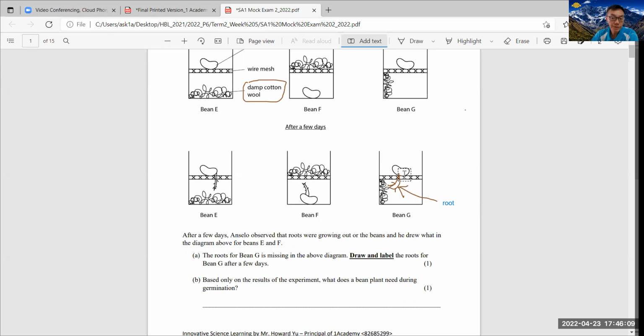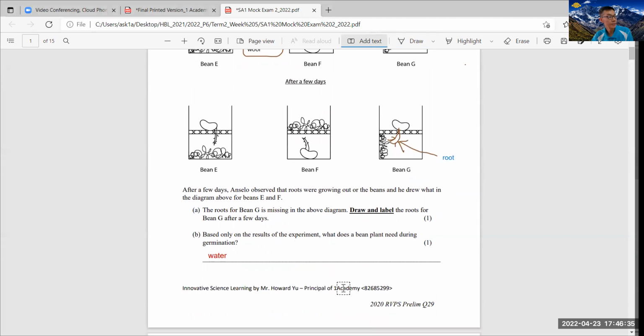Okay, based on the result of the experiment, what does a bean need during germination? So based on here, we can only know that it only needs water. Because this question says based on what? The experiment. Because this experiment doesn't show the warmth and the oxygen. Okay, so the answer is water.